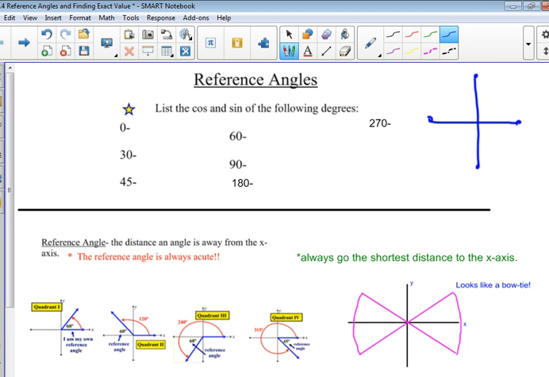Anybody want to come up and put them on? Did they have some? You want to use smart plate? Sure.